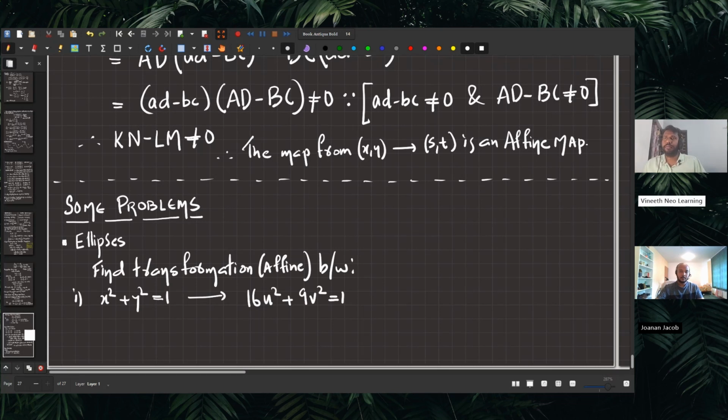Okay, this is basically a straightforward question, right? What do we need to substitute in the place of x to get 16u squared? x equals 4u and y equals 3v. Yes, this is the answer. Just scaling, right? This is just scaling.